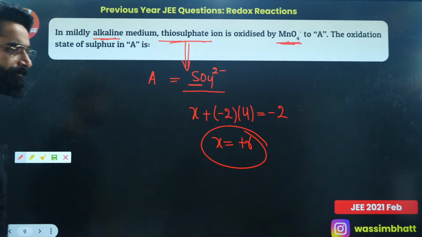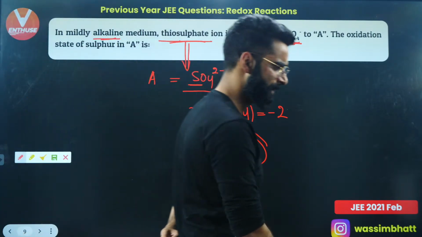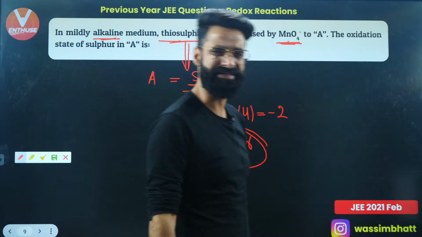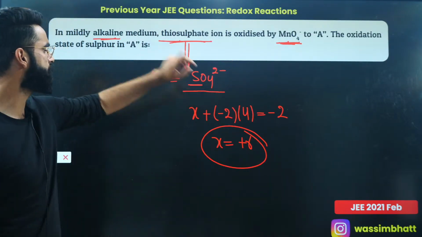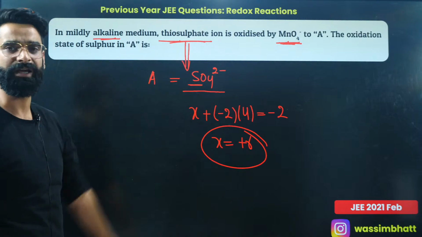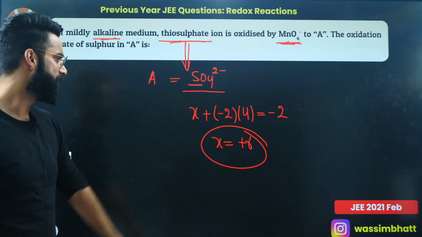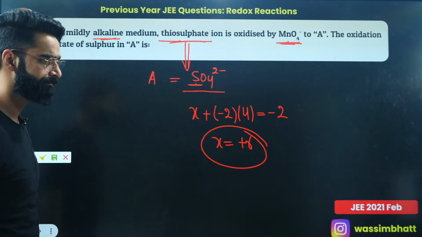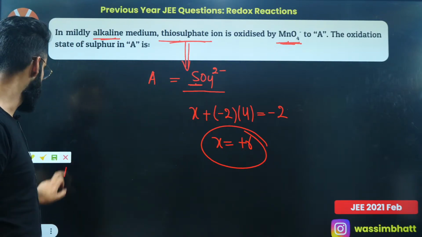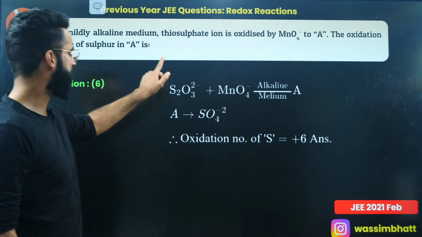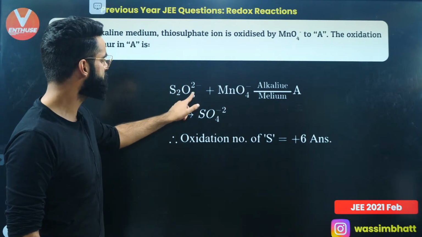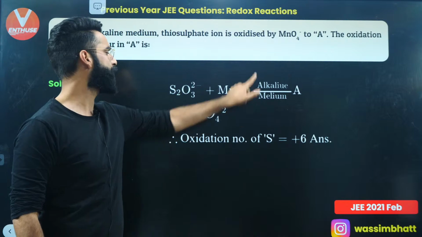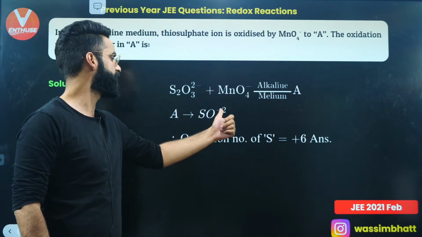As simple as that, right? Yes? People, is it simple? Absolutely. Remember, MnO4 negative converts thiosulfate ion into the sulfate, SO4 2-, in which the oxidation state of sulfur is simply +6. As simple as that, right? So your thiosulfate ion, S2O3 2-, in the presence of MnO4 negative in alkaline medium gets converted into SO4 2-.